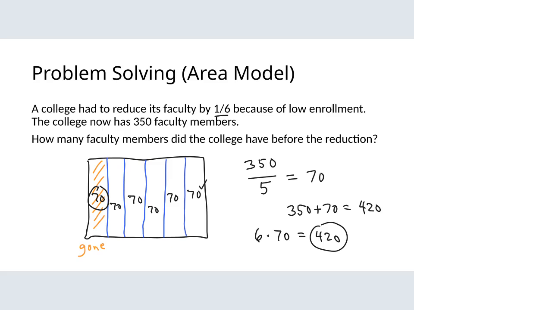Questions on that one? I think the problem solving with models are kind of fun. I hope you do too. Now I'm going to give you a chance to try one.